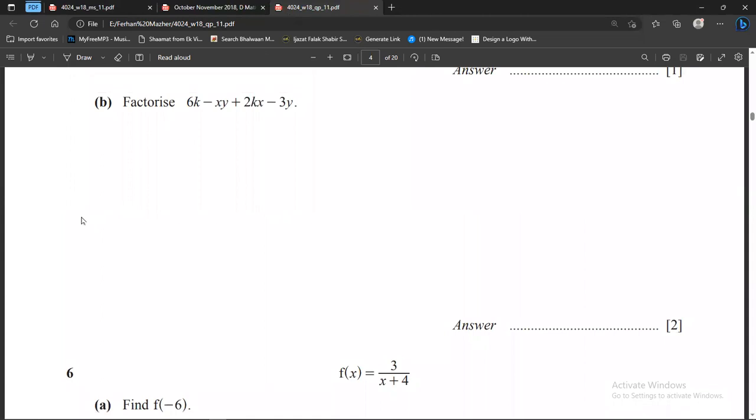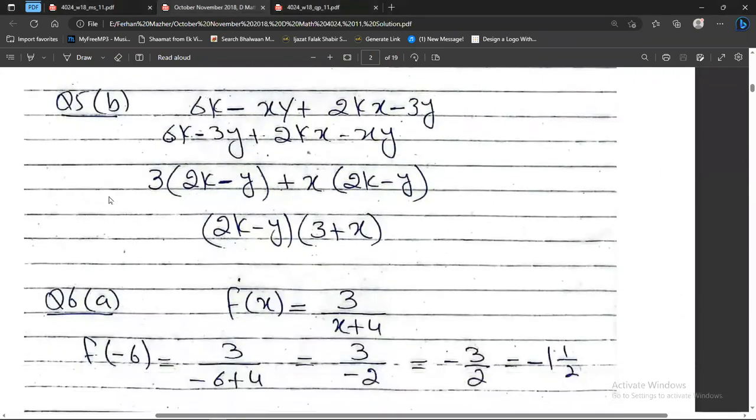Question number 5, it's B part. We have 4 terms and we have to factorize it. So we will have to rearrange it. So here we have to rearrange these terms. So I will bring this minus 3y. I will rearrange it like this: 6k minus 3y and plus 2kx minus xy. Then I will be able to factorize it.